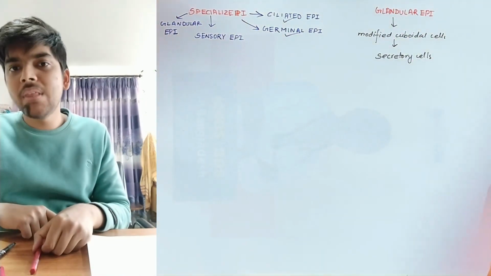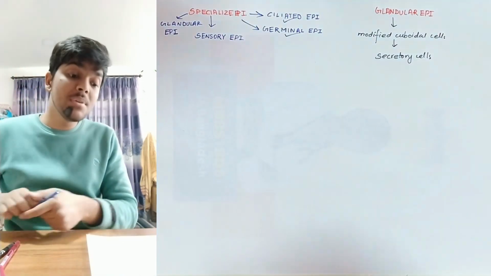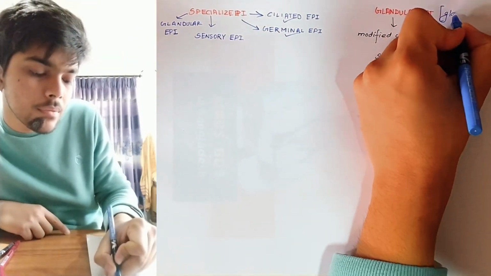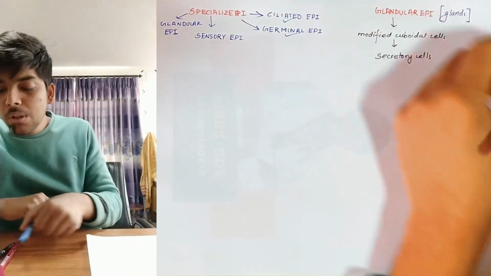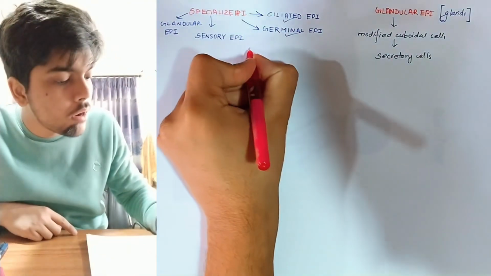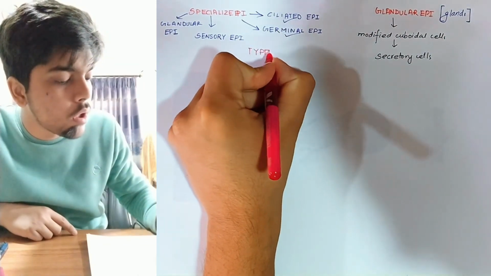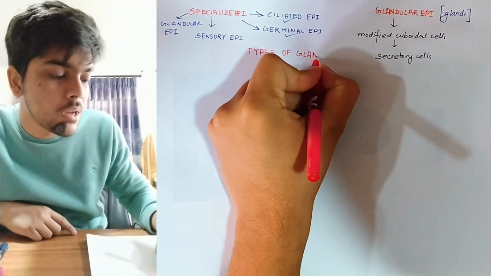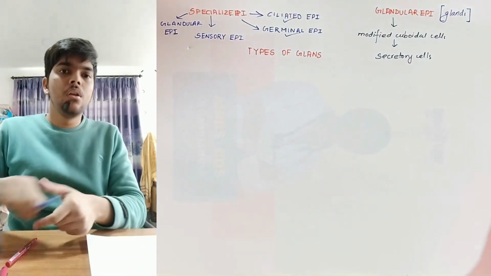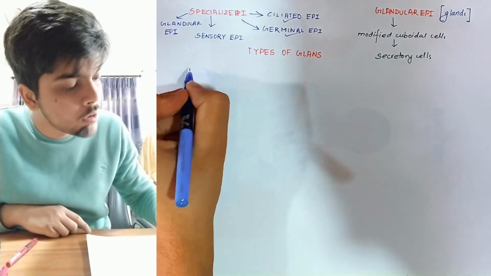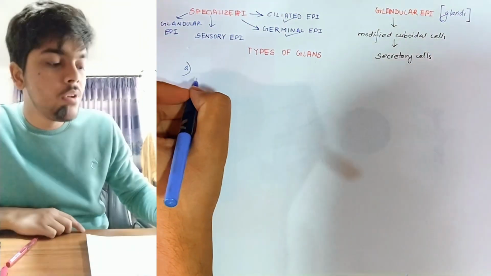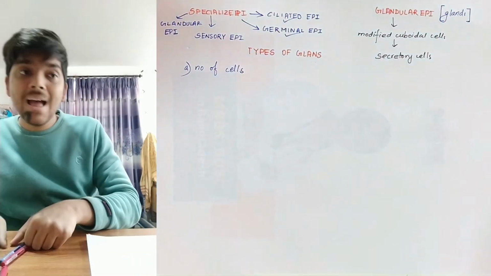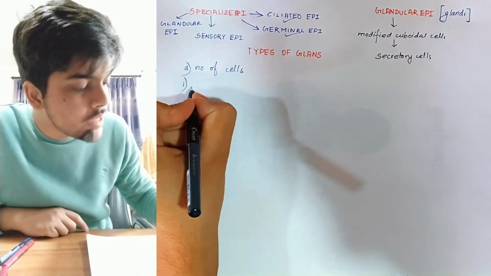Where is this glandular epithelium found? It says in the name itself. This epithelium is found in your glands. Okay, so today we will be dealing with the types of glands. There are various types of glands, and they are: number first, on the basis of number of cells, you have unicellular gland.